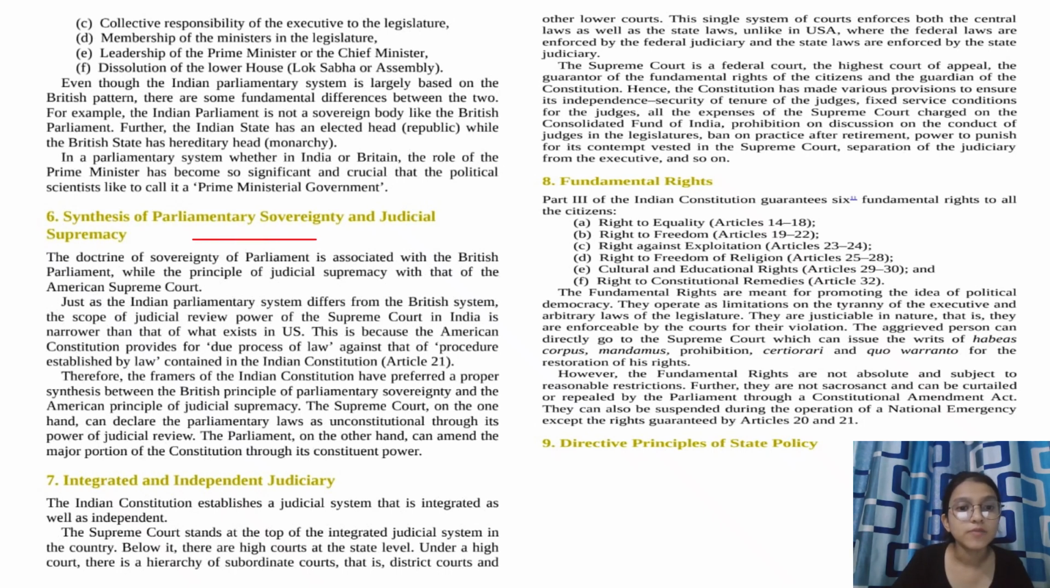Then we have synthesis of parliamentary sovereignty and judicial supremacy. The doctrine of sovereignty of parliament is associated with the British Parliament, while the principle of judicial supremacy is associated with that of the American Supreme Court.